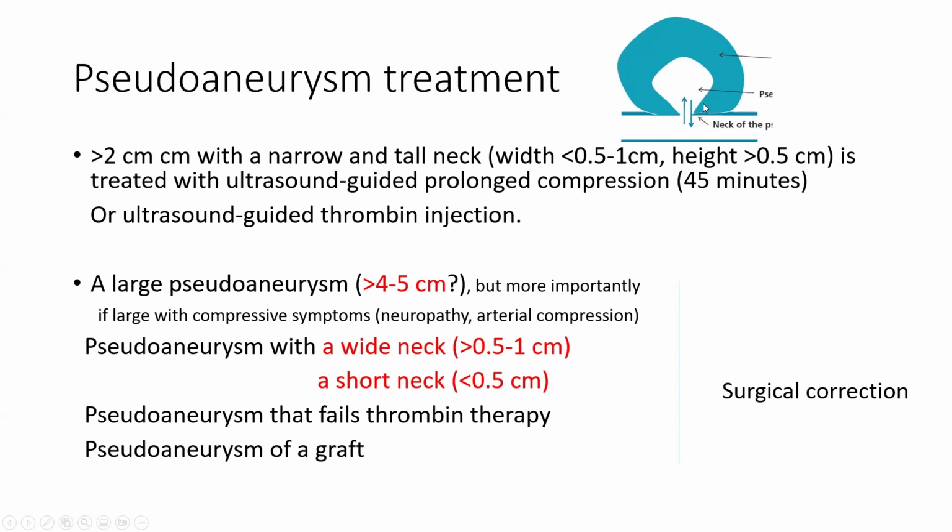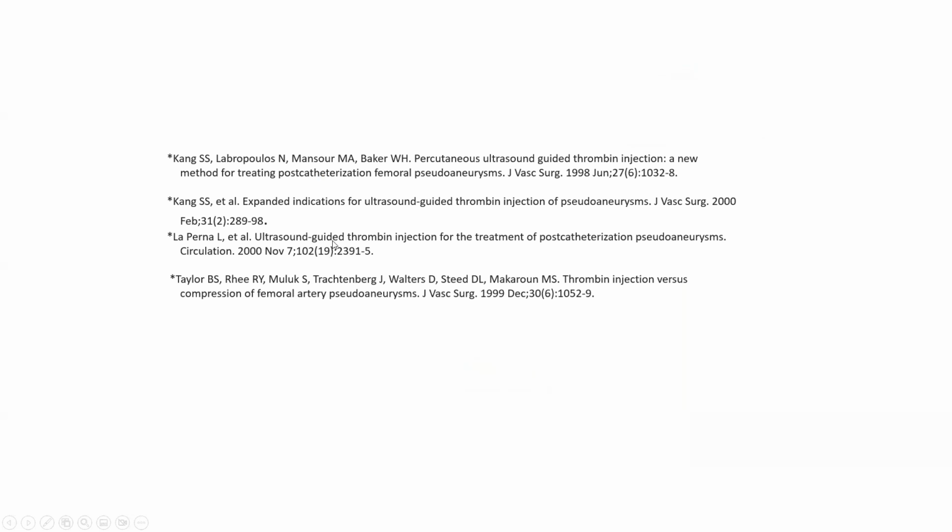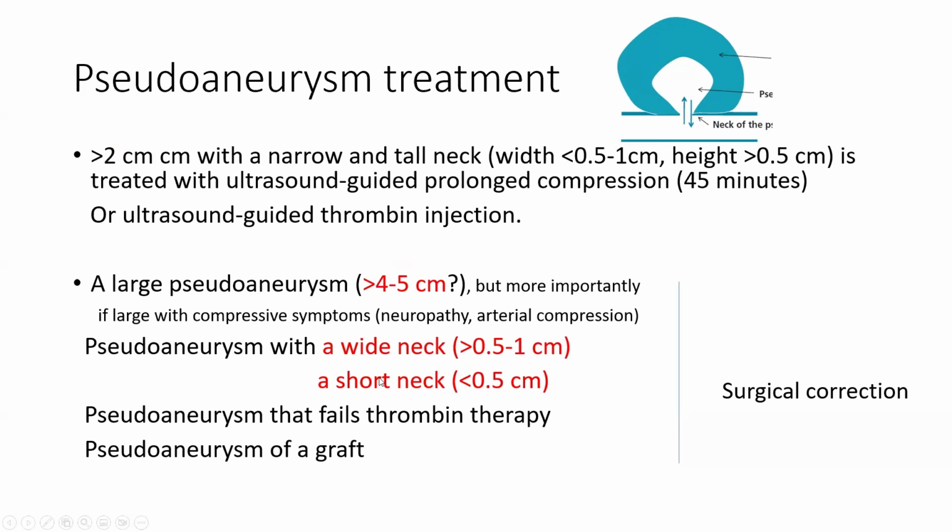There is no cutoff to decide about surgery, but after I reviewed all the series, they rarely include pseudoaneurysm over 4 or 5 centimeters. Most of the pseudoaneurysm included are in the 2 to 5 centimeter range. When it's large, but especially when it's large with compressive symptoms, neuropathy, don't forget about neuropathy, or arterial or venous compression, then surgical correction may be the best option. And those are some of the registries I used to get those numbers.